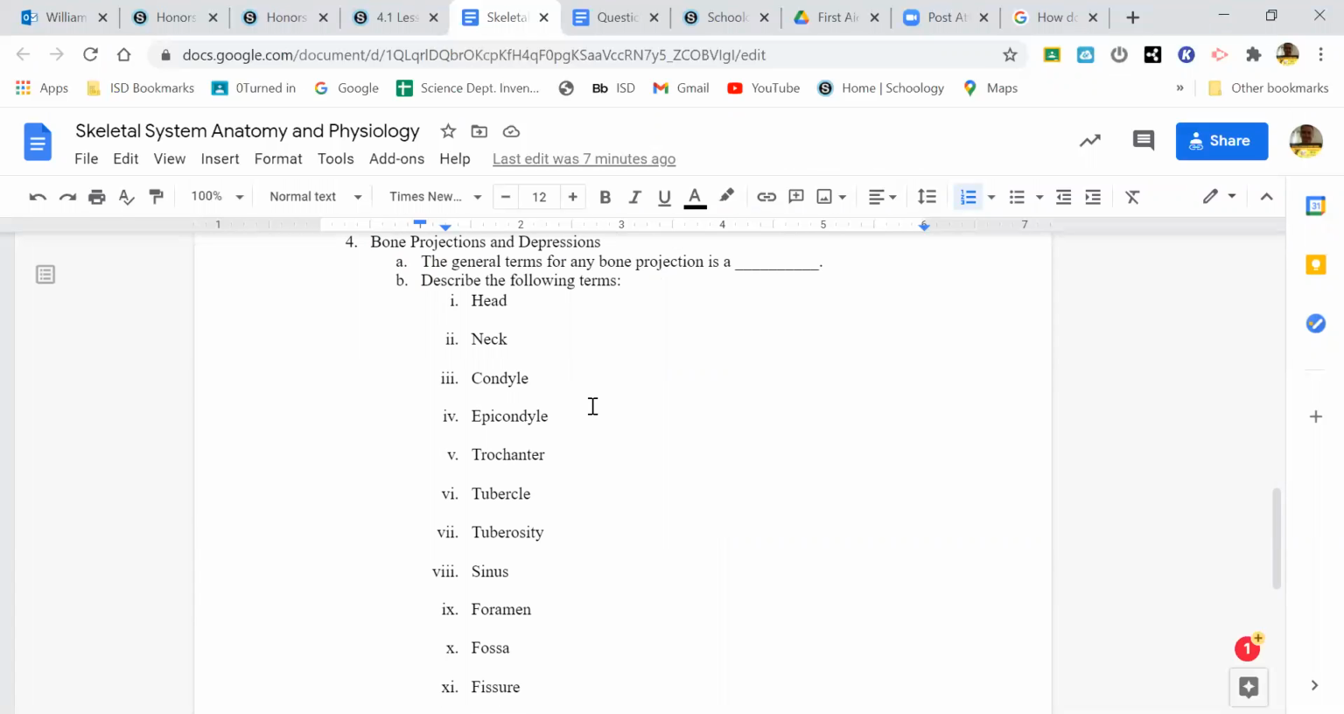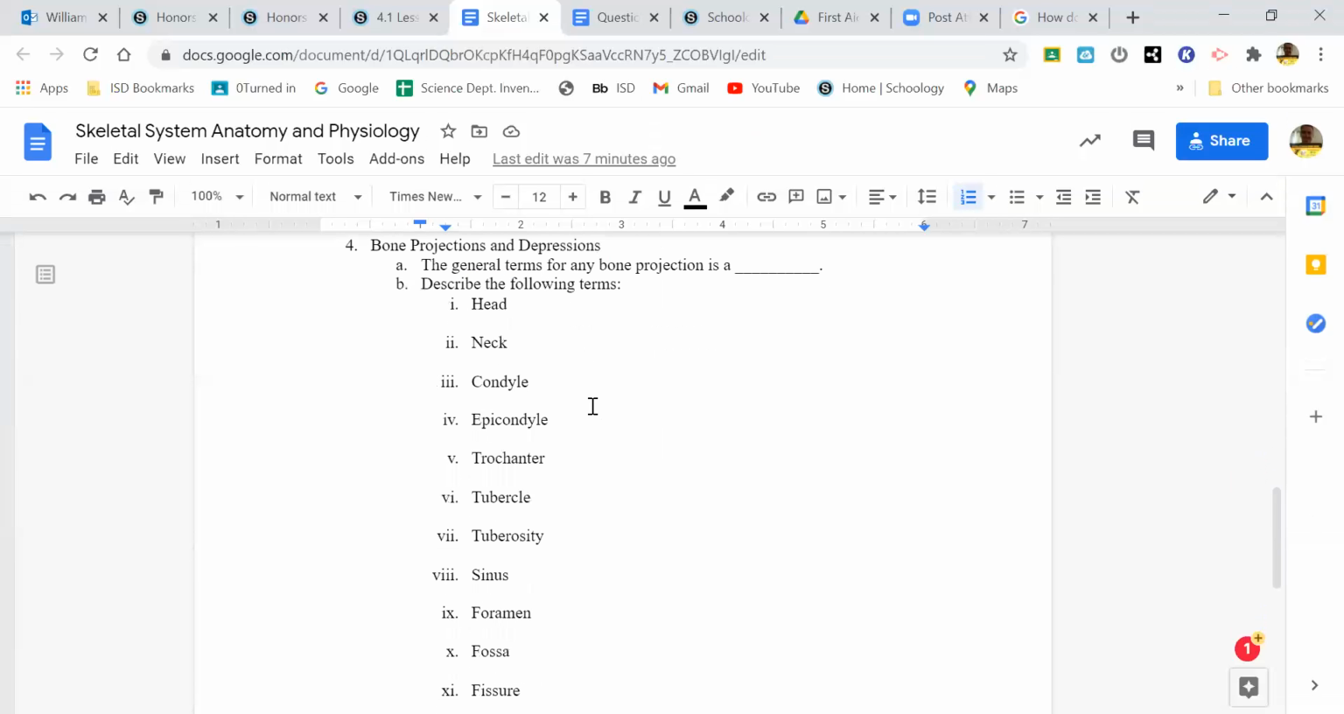So on to bone projections and depressions on page 94. The general term for any bone projection is a process. Process is P-R-O-C-E-S-S. The head is a large, smooth, ball-shaped end.